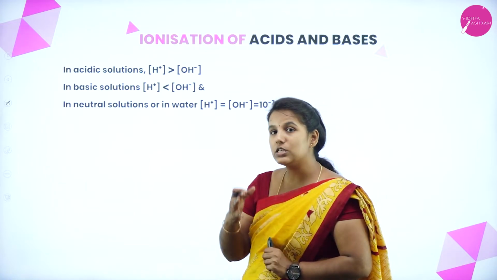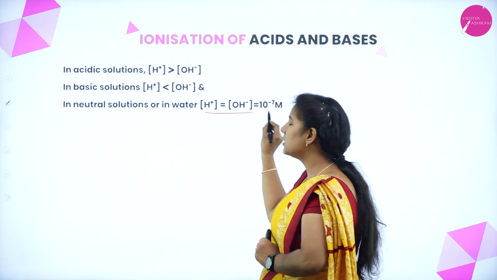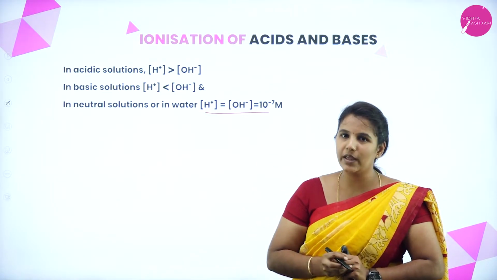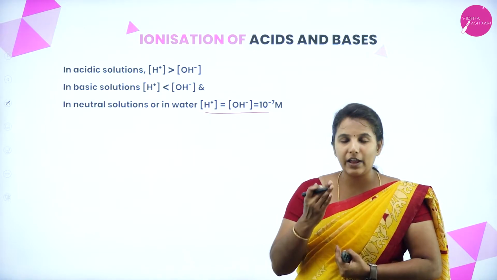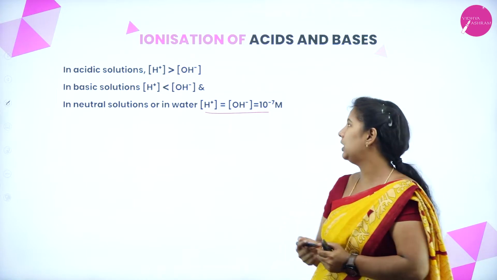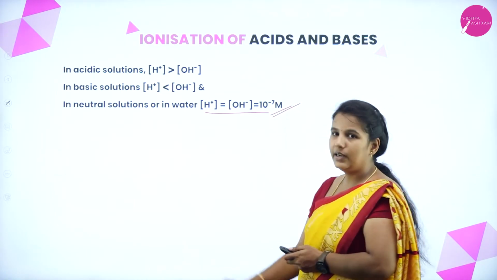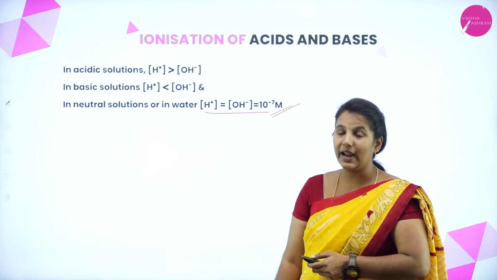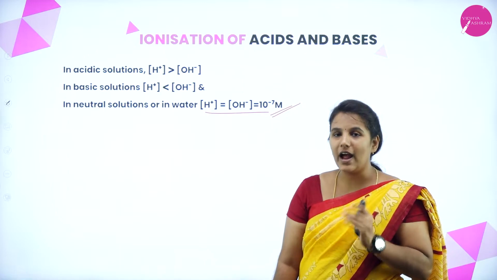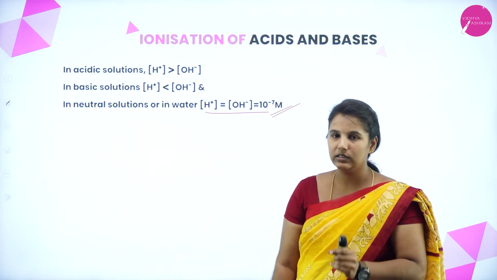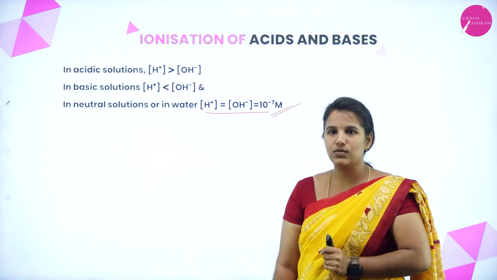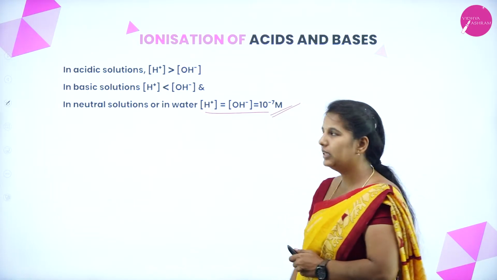If the solution is neutral, then the molar concentration of the H plus ion will be equal to the molar concentration of the OH minus ion, and it is nothing but the ionic product of water, and it is equal to 10 to the power of minus 14. Or 10 to the power of 7, you can write in terms of NEET. So this is how we can understand the relationship between the acidic as well as the basic solution as well as the neutral solution.